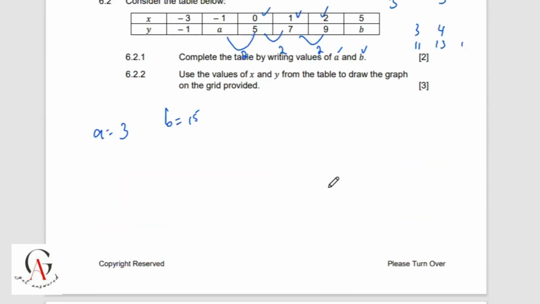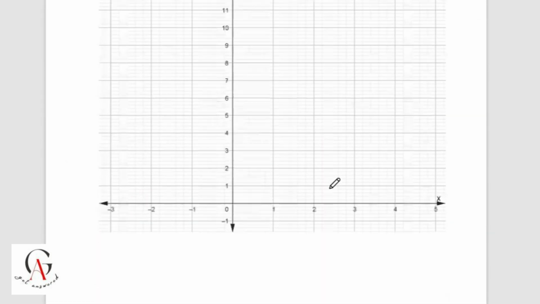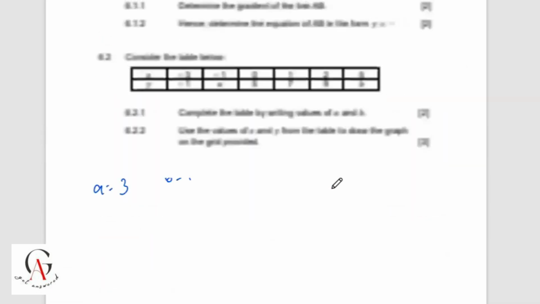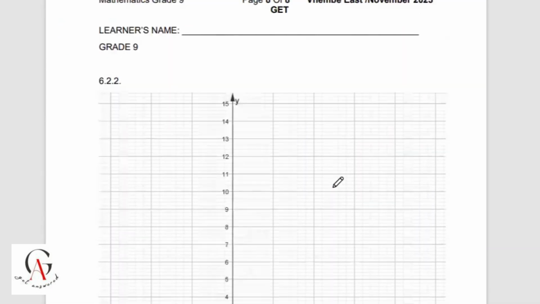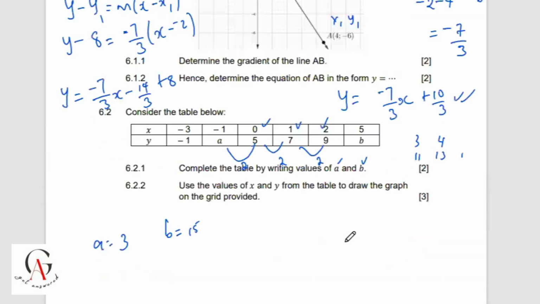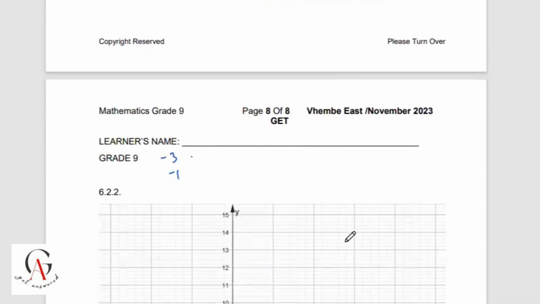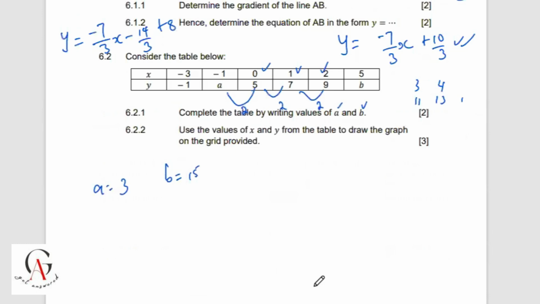And then use the values of x and y from the table to draw the graph on the grid. Is this the grid? Perfect. So the numbers have been indicated for us. Now when you're drawing, we use what we call the ordered pairs. I'll try to write them down here. So negative 3, negative 1. Then we have negative 1 with 3. Then we have 0 going with 5. And so on and so forth.